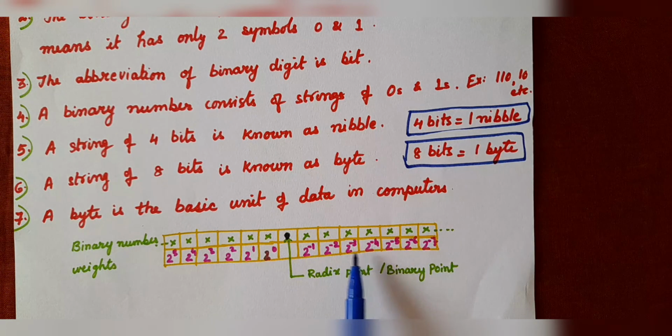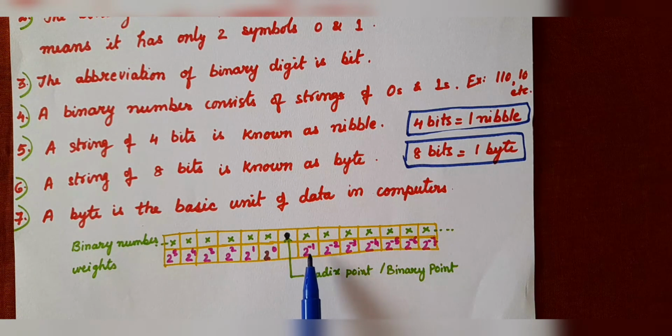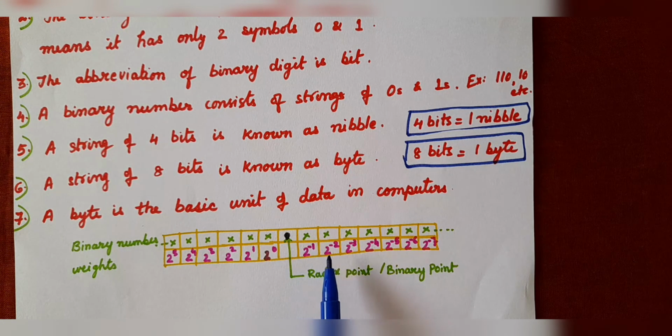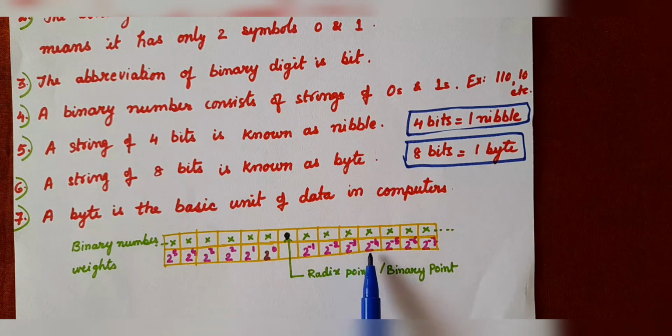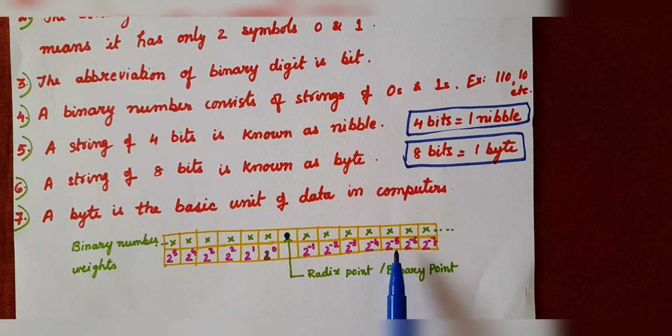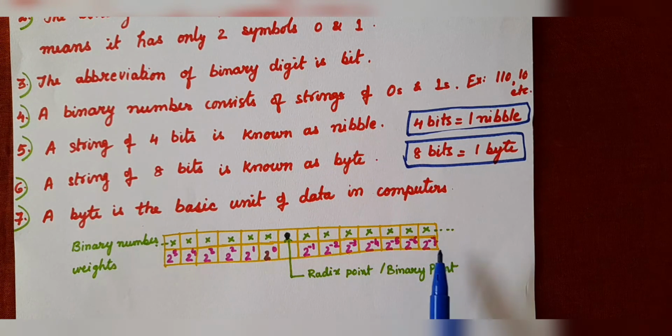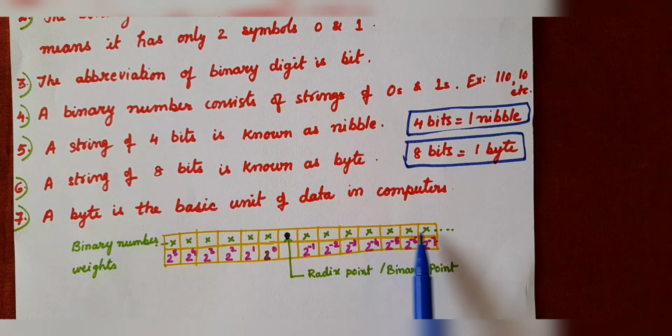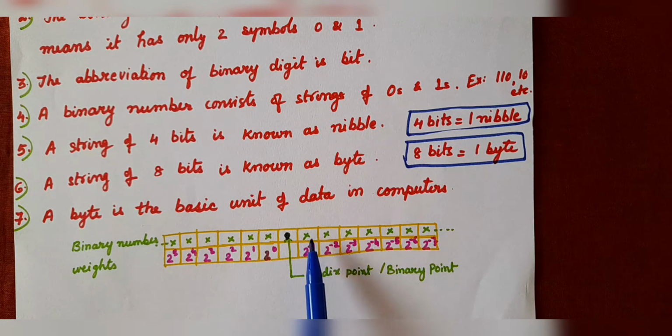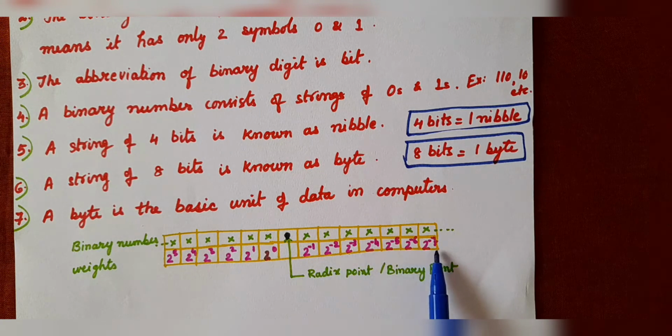On the right side of the dot we have to multiply each bit by 2 to the power minus 1. Next one 2 to the power minus 2, 2 to the power minus 3, 2 to the minus 4, 2 to the power minus 5, 2 to the minus 6, 2 to the power minus 7 and so on, depending upon the number of bits given here. So each bit is multiplied with its corresponding weight.